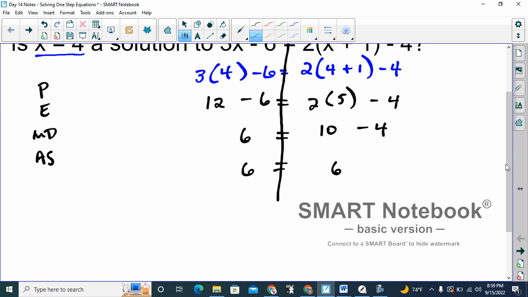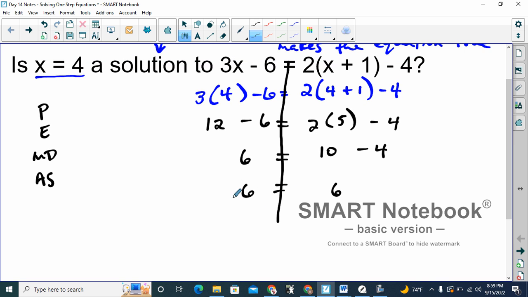And notice when I plugged in x equals 4, this side is 6 and this side is 6. This is a true equation. Therefore, yes, x equals 4 is a solution to that equation. If I had simplified this side and I got 6, and I simplified this side over here and I got 8, and it said 6 equals 8, then no, whatever I plugged in would not be a solution.